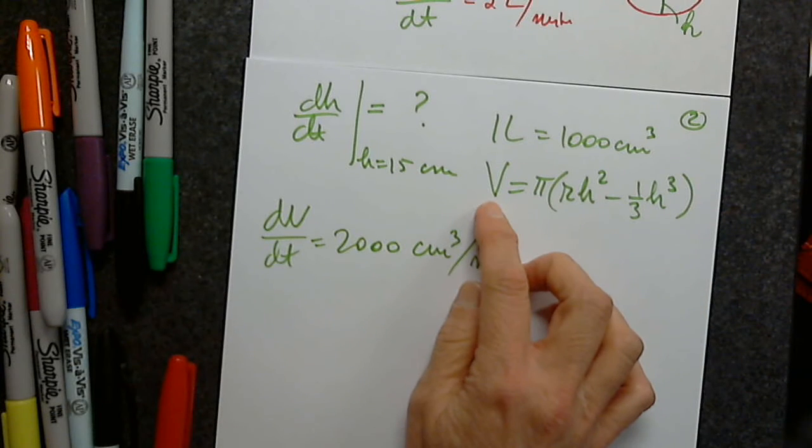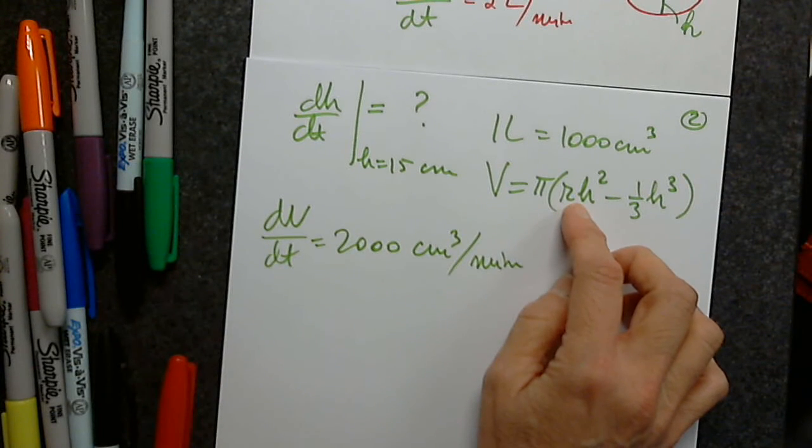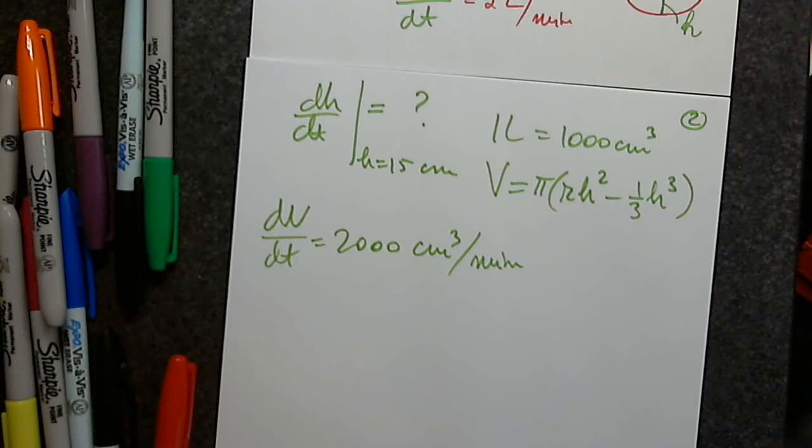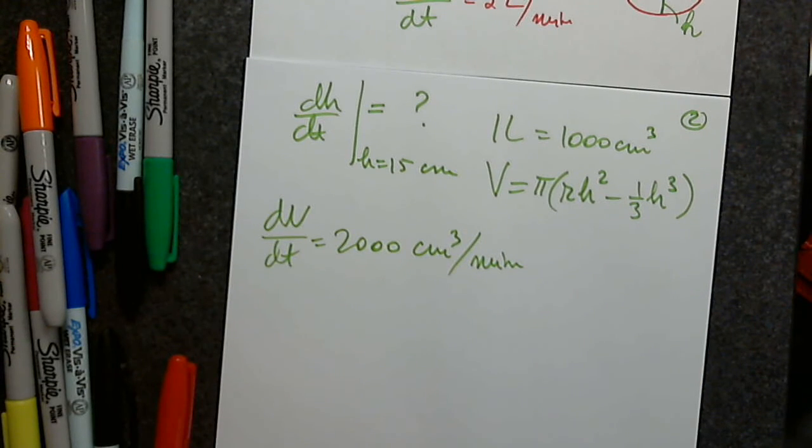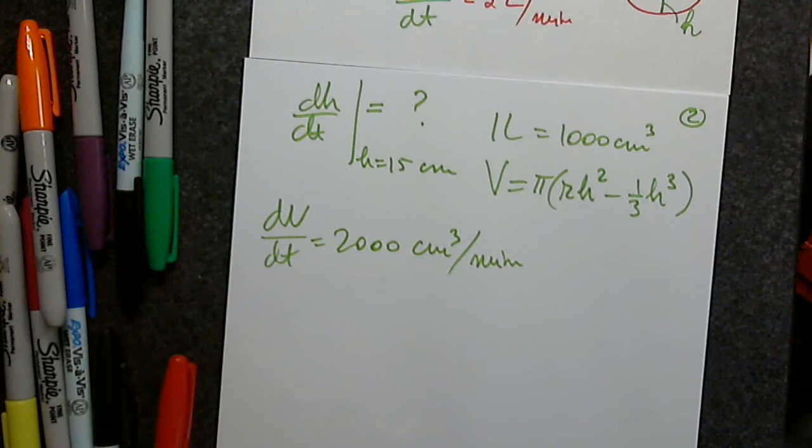Exactly. So we know that v is a function of time. We know that h is a function of time. That's all we have to do. Everything is given to us. We don't have to create the function. We don't have to find the relationship between volume and height. It's already given to us.